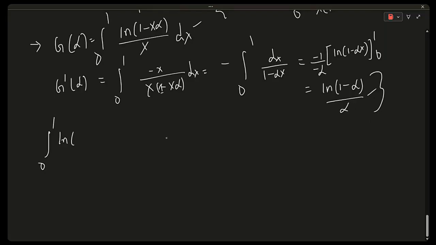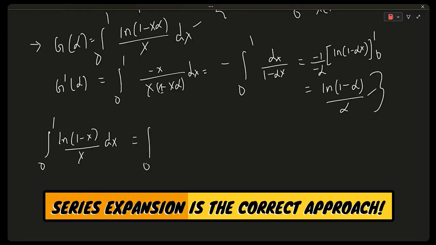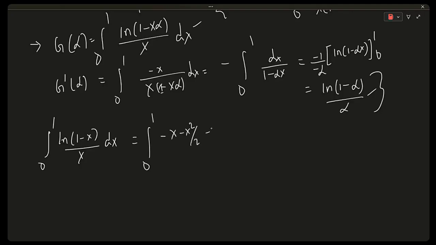Yes, sir. Sir, I was thinking of using series expansion. Can we use that? Definitely. ln 1 minus x, we can write it as minus x square by 2 minus x cube by 3 minus till infinity, divided by x, and then we can basically cancel out all the x's, and we can get a clear value of this integral.